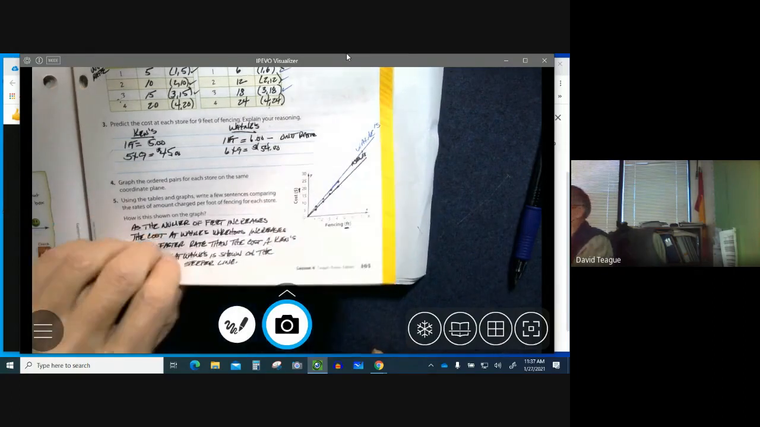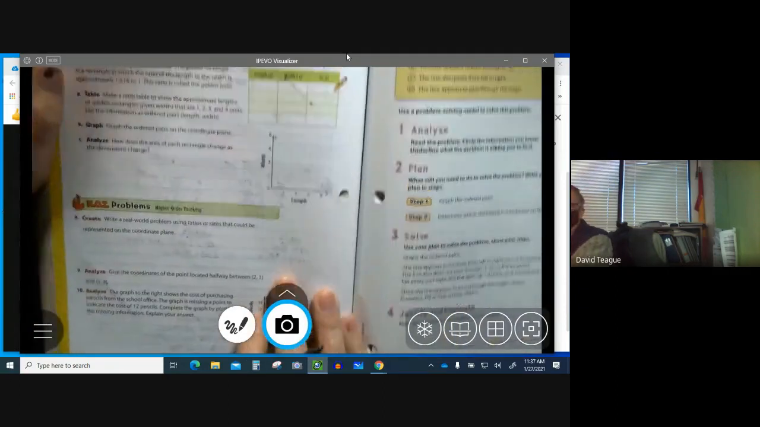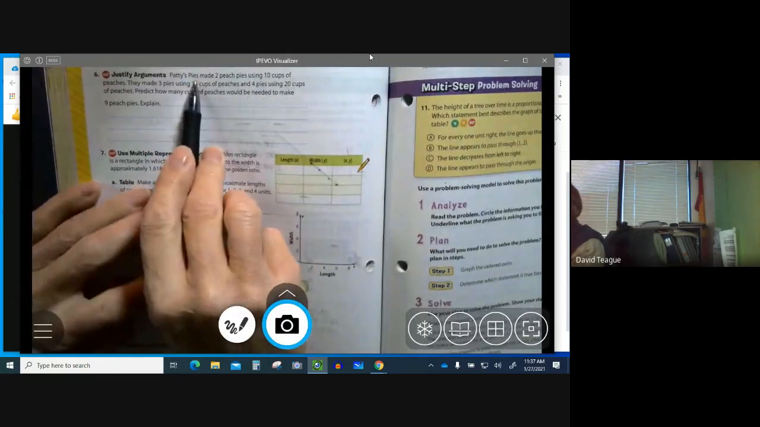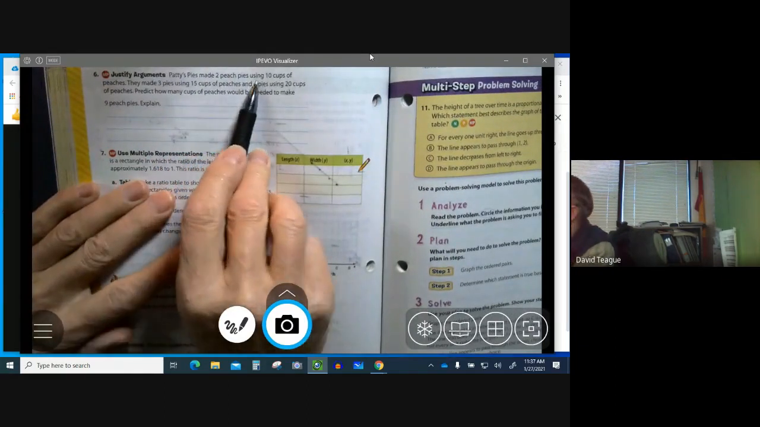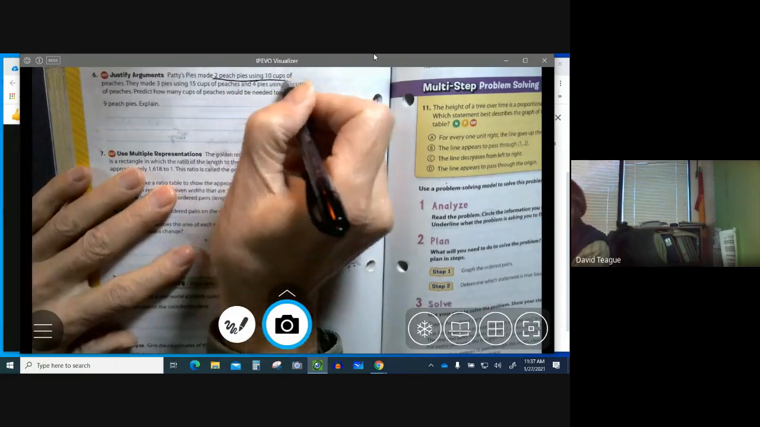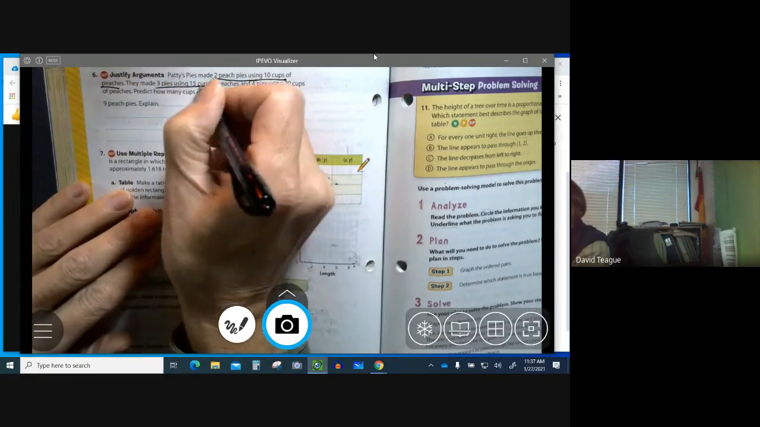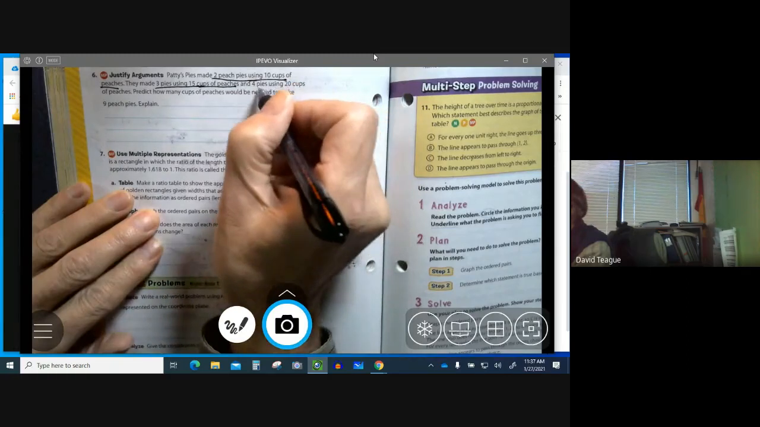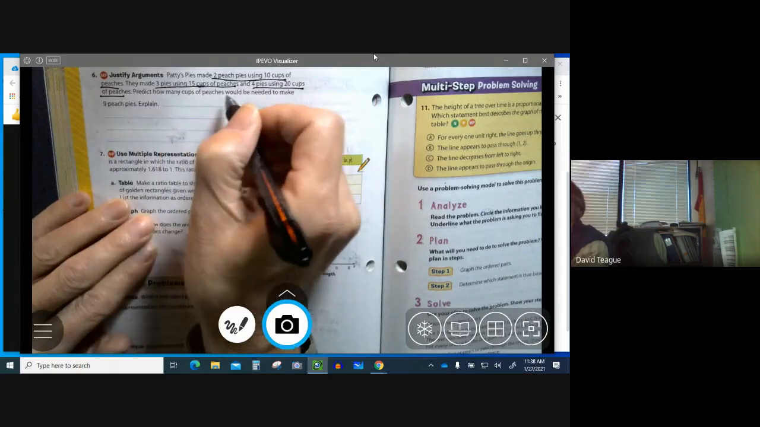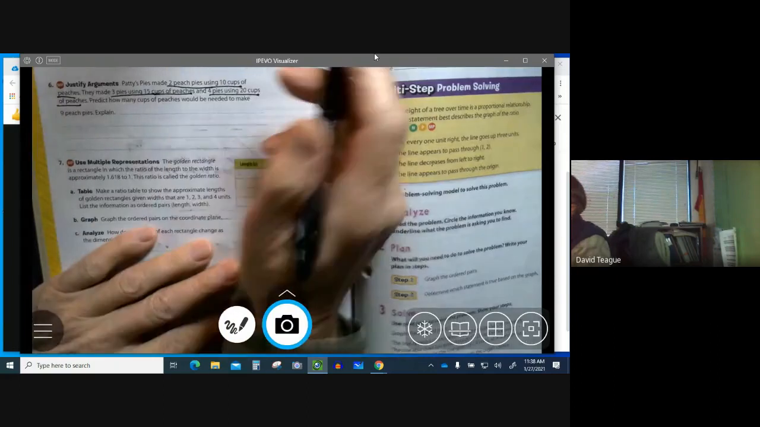Okay, so let's turn the page. Turn the page, number 6. Okay, Patty's Pies made 2 peach pies using 10 cups of peaches. So there's 2 pies, 10 cups of peaches. They made 3 pies with 15 cups of peaches, and they made 4 pies using 20 cups of peaches. Predict how many cups of peaches would be needed to make 9 peach pies.